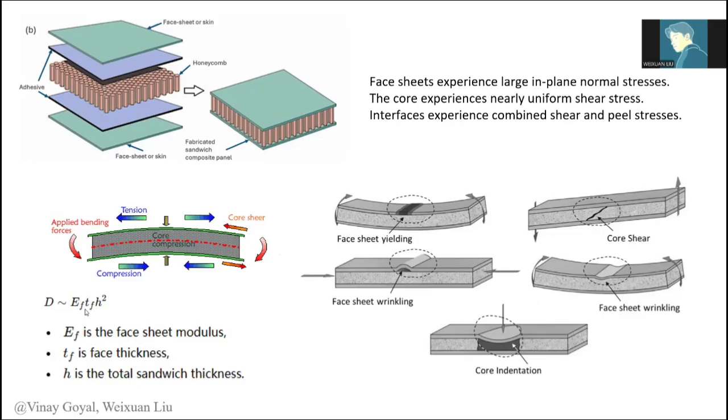In the simplest form, bending stiffness scales approximately like this. E_f is the face sheet modulus, t_f is the face sheet thickness, and h is the total sandwich thickness. You can see that increasing the sandwich thickness dramatically increases the bending stiffness of the whole sandwich structure. The core actually contributes little to the bending stiffness directly. Its main role is to stabilize the skin and carry shear.